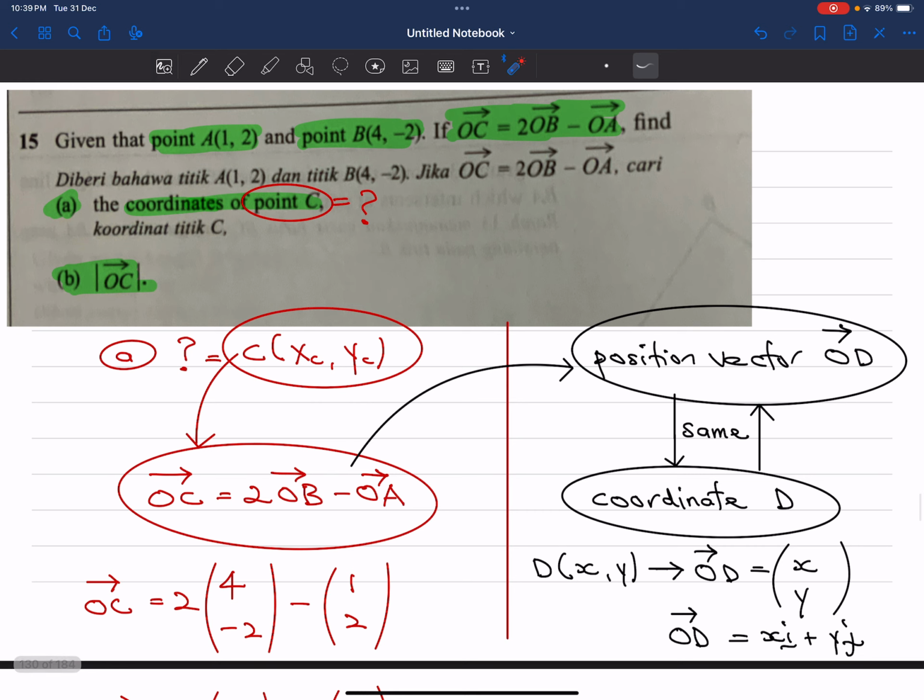Topic, vector. Given the point A, (1, 2) and the point B, (4, -2). So we are given 2 points, A and B, with their coordinates. We are given that vector OC is the same as 2 times vector OB minus OA. If you notice, all the 3 vectors start from O, which means they are position vectors. Any vector that starts from origin O is a position vector. Part A, find the coordinates of point C.